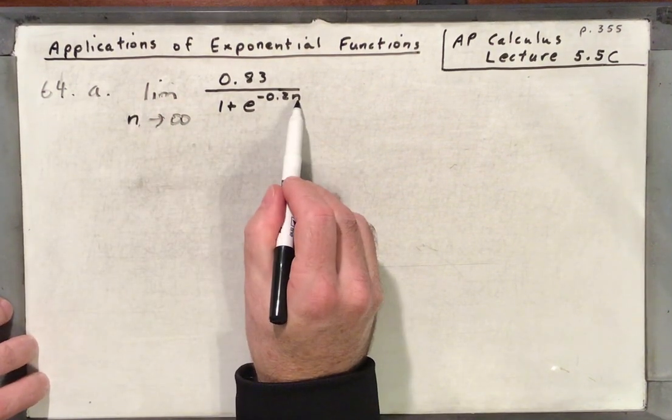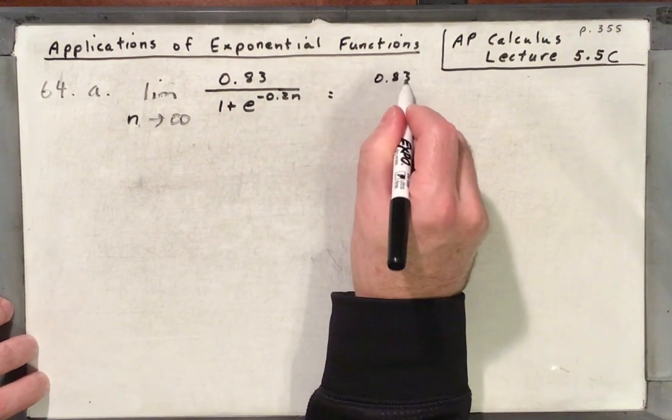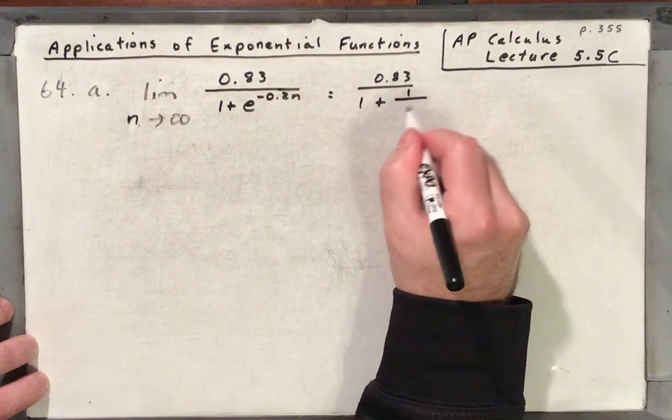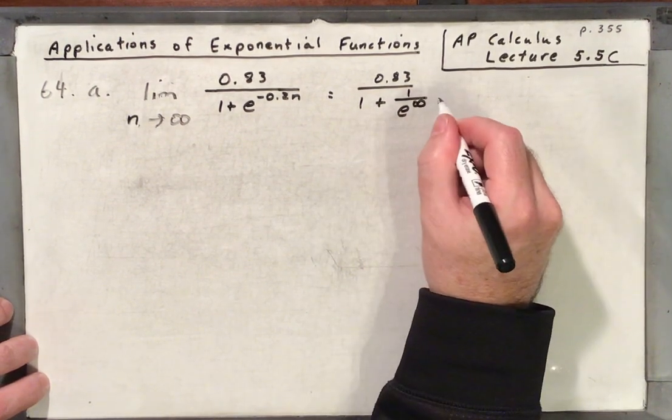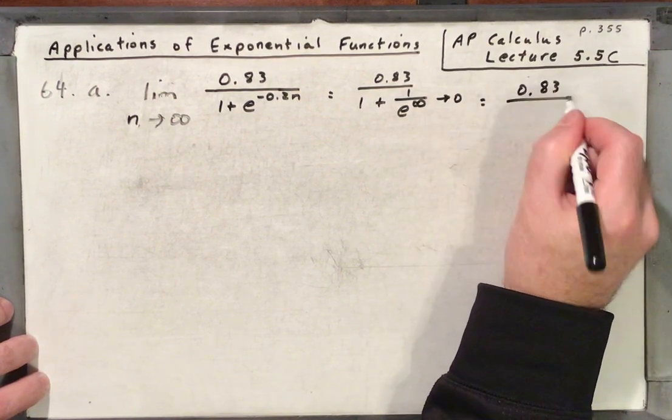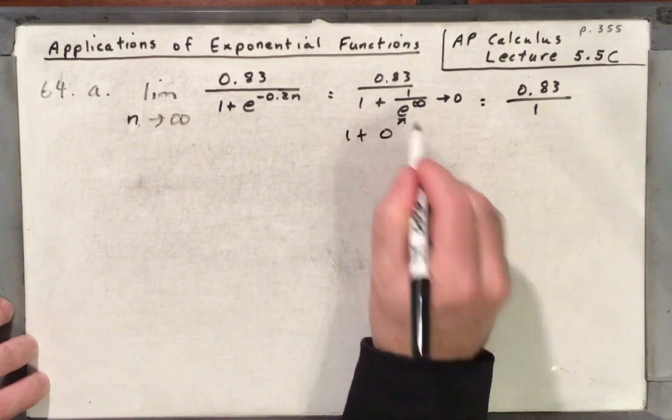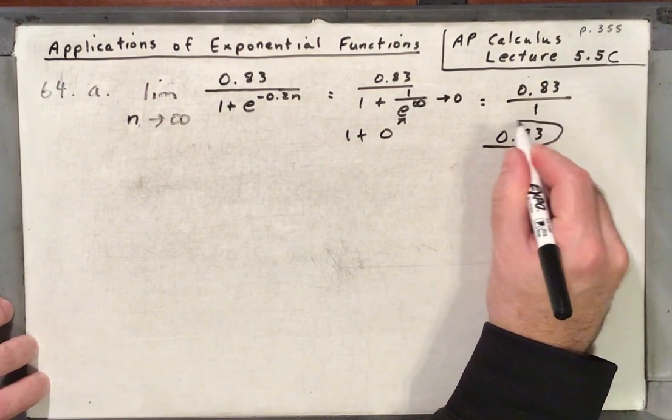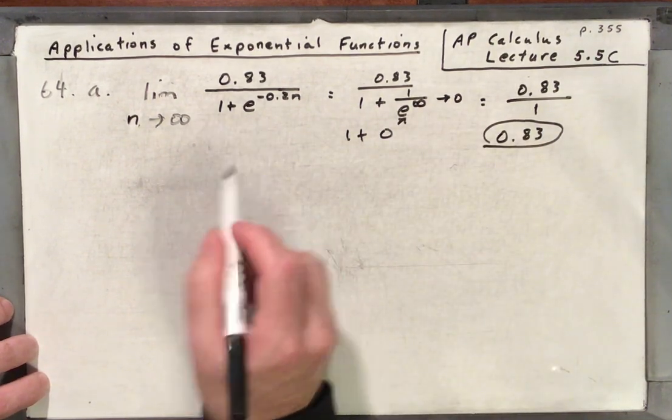So if n is infinity, this is going to be the same as 0.83 over 1 plus, since it's negative, 1 over e to the infinity, right? Well, 1 over e to the infinity is just 0. So it's going to be 0.83 over 1, like 1 plus 0 on the bottom. So the answer is 0.83. So the best you can do according to this model is 83% correct responses.